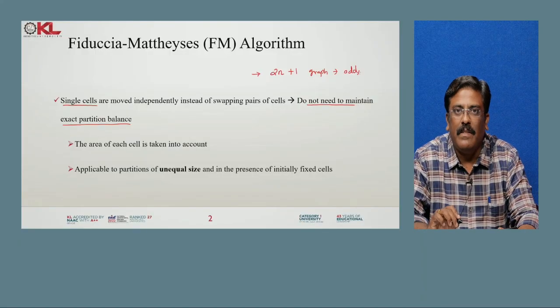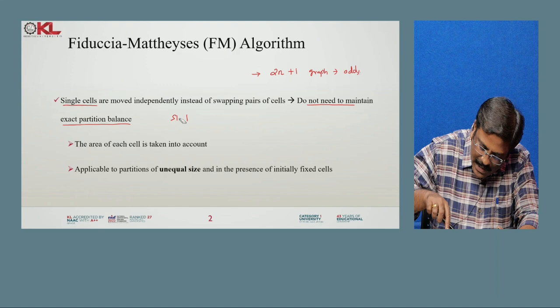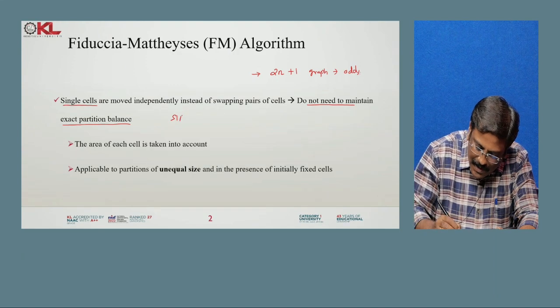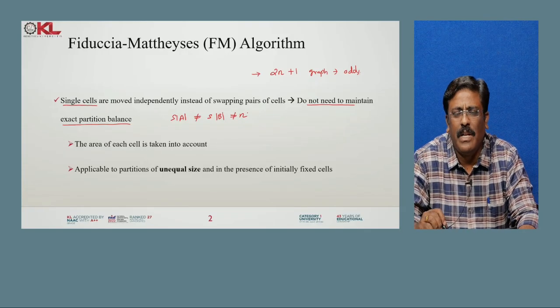But here, since we are dealing with graphs holding an odd number of nodes also, we can't expect the volume of partition A to be equal to the volume of partition B, or equal to n. So what is the meaning?